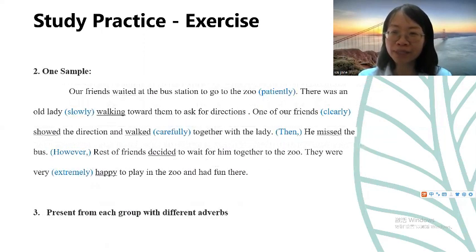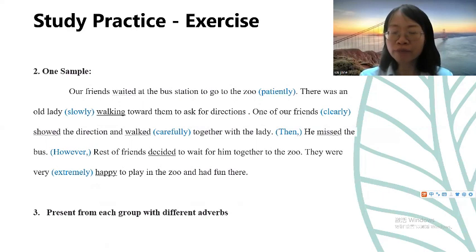Okay, let me give you one example first. For example, our friends waited at a bus station to go to the zoo. I'll pick patiently at the end of the whole sentence, and patiently describes waited. And the other example here, they were extremely happy. Extremely is an adverb describing happy. And another example, however, the rest of the friends decided to wait for him together at the zoo. However is used as an adverb to describe the whole sentence that follows.